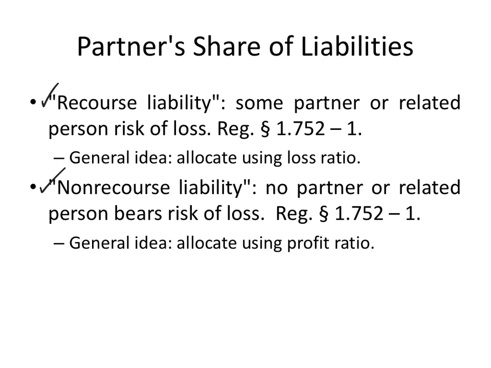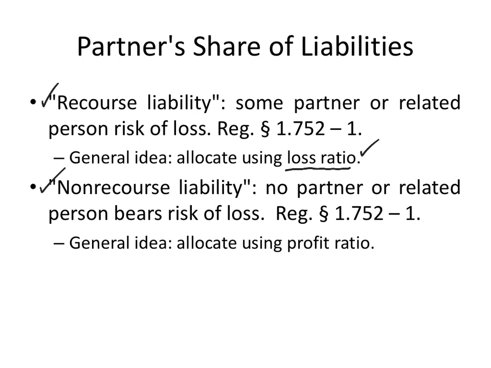So when it comes to allocating liabilities, there's advanced rules for this, but we're talking about the basic rules. The basic rule for recourse is we use the loss ratio. And the reason why is because if your business does bad, you still are responsible, so we want to see how you would allocate in a loss situation, so we use the loss ratios.